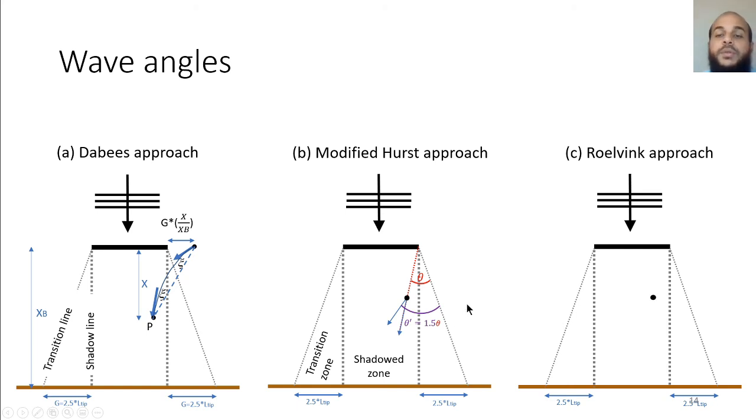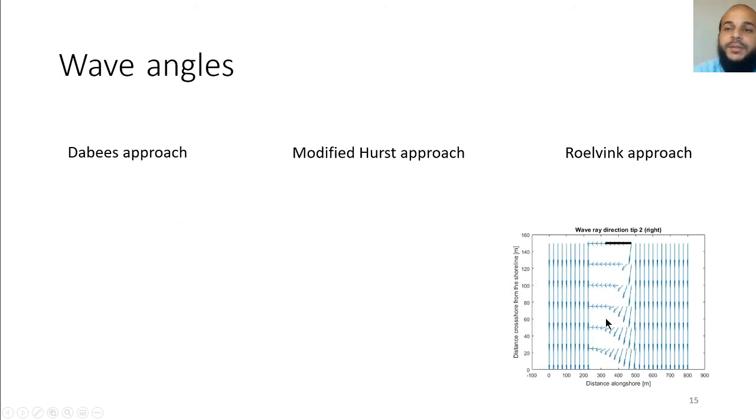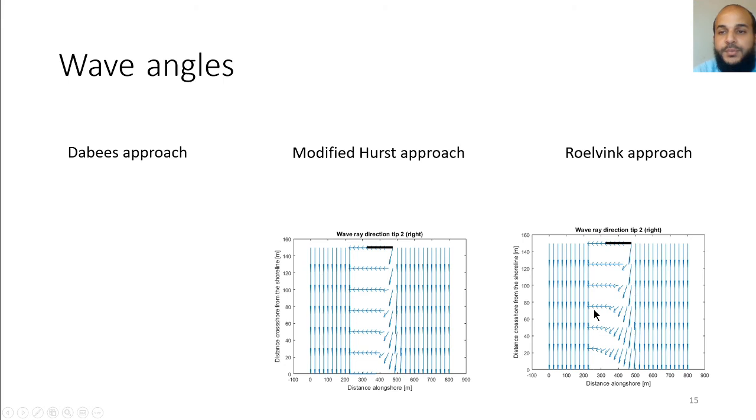And finally, we introduced a new method that we call the Roelvink approach. The idea behind this is that we gradually change the wave angle from the transition line to the point behind the breakwater. So we calculate the angle delta between the two lines, and then we add it to the angle alpha, so we have the new angle. So we make sure that it is gradually changing from the transition line to behind the offshore breakwater.